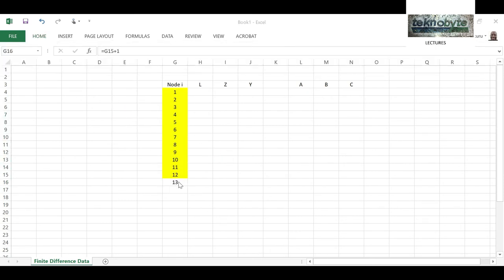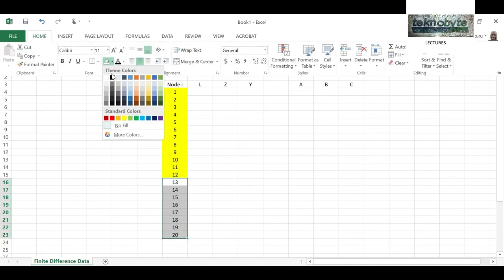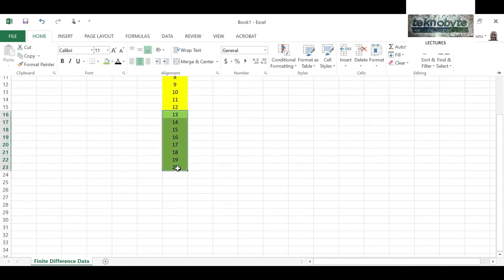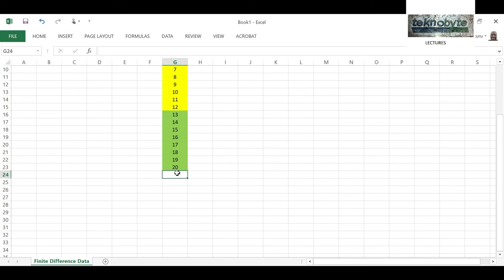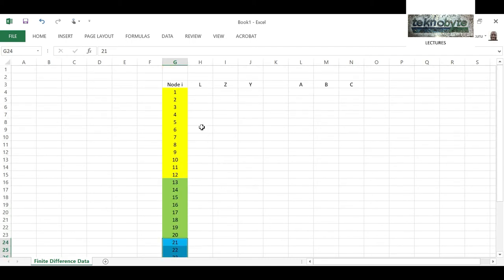The second section starts with node number 13 and goes all the way up to node number 20. In fact, we can mark this also with a different color just to remind ourselves that this is the second piecewise section, or the second part of the line. The third section starts at node number 21, then goes to number 22, and all the way to number 28. And again, we mark this with a different color just to remind ourselves that this is the third part of the composite line.